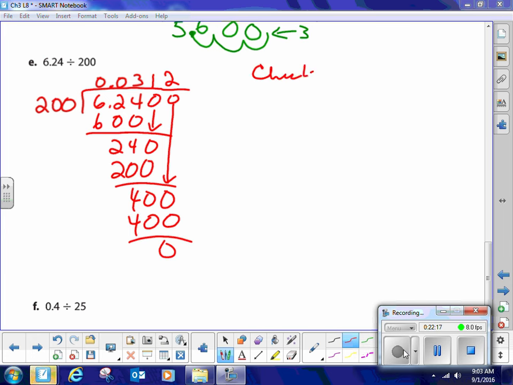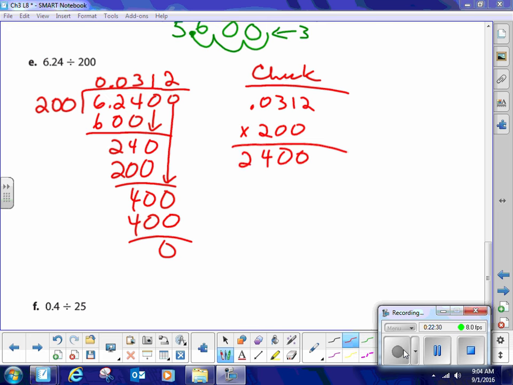All right. You take 0.312 multiplied by 200. Right, we just bring down these 2 zeros and multiply. 2 times 2 is 4, 2 times 1 is 2, 2 times 3 is 6. Right, we got to give it its wubbas. It needs 4. 1, 2, 3, 4. Ta-da! And look, it's our dividend. All right.